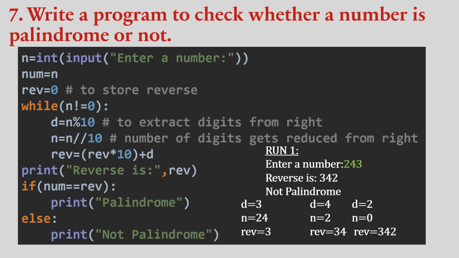Initially reverse value is 0, so 0 into 10 is 0 plus d is 3. So in the first iteration, rev will have value 3. In the second iteration, what will happen?